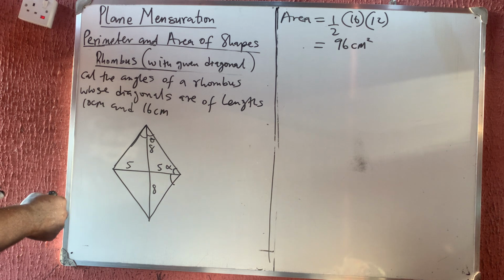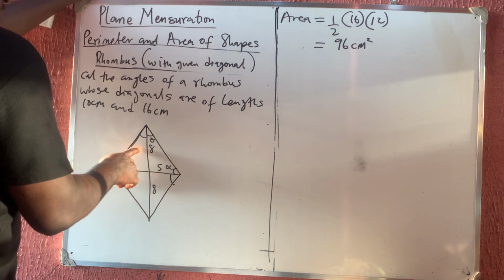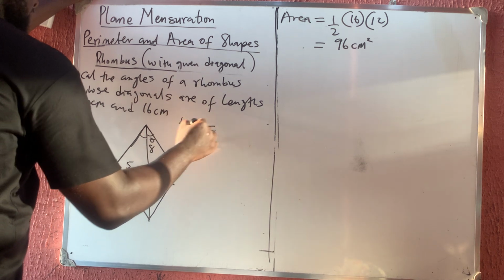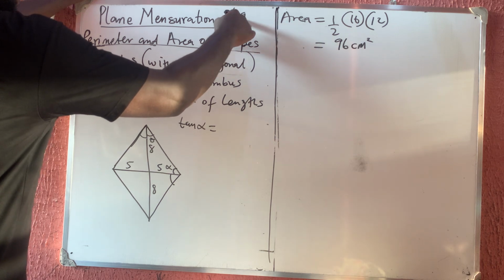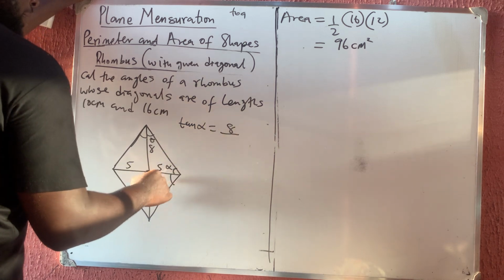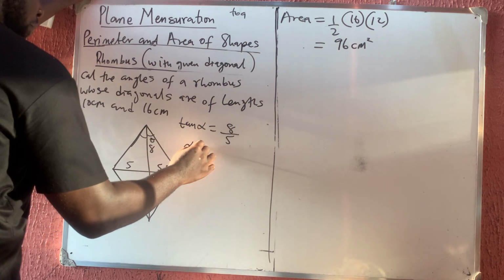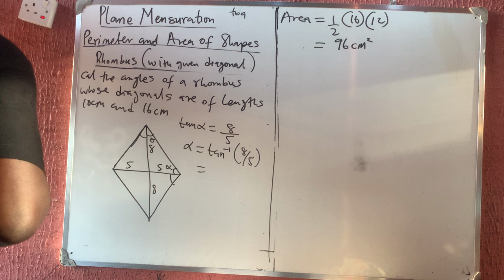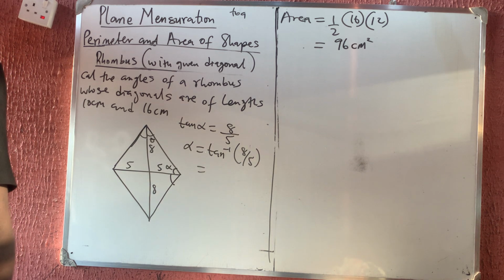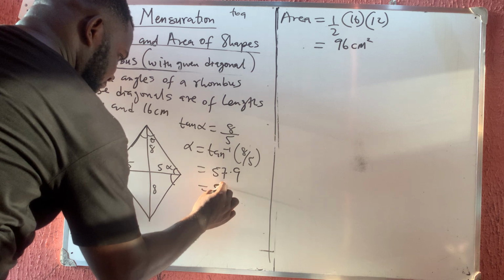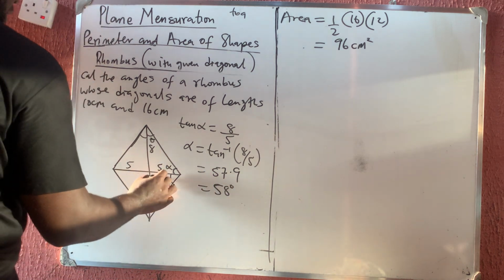Okay, now for me to find alpha, we use tan, opposite over adjacent. So tan alpha is equal to opposite over adjacent. Opposite for this one is 8 over adjacent, which is 5. So my alpha becomes the tan inverse of 8 over 5. So I'm having 8 divided by 5, then shift tan of my answer. I'm having 57.9, so approximately 58 degrees. So if here is 58, here is 58.